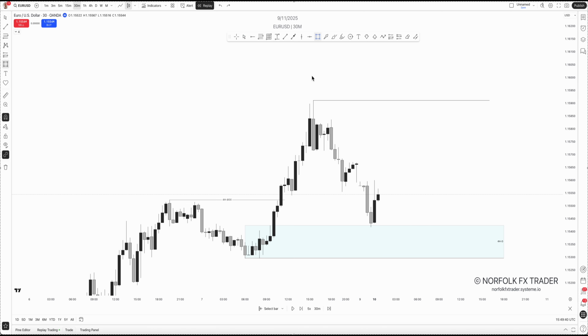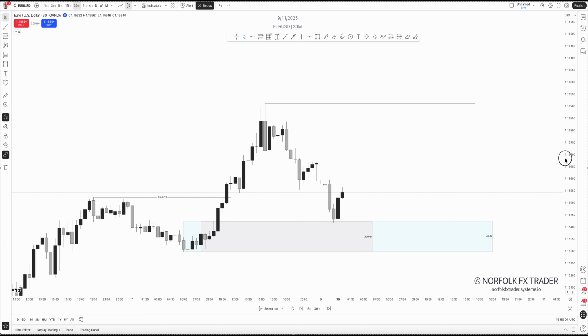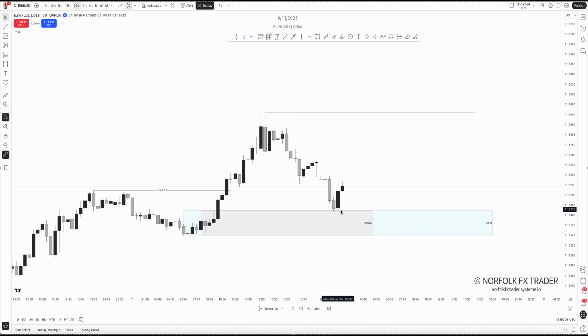Now it's also going to be, and I'll mark it off for you as well, this area, I believe, right here, is also going to be a 30-minute area of demand as well. So we have a 4-hour and a 30-minute area of demand in the same location, which is perfect. We now know that price is coming into this area and we had a bounce to the upside. So yeah, we can look for a potential entry here to the upside.